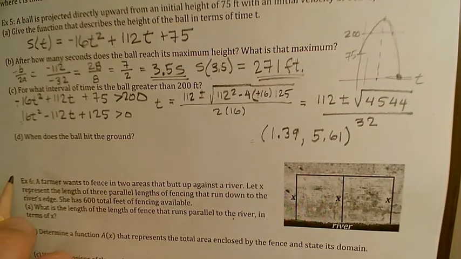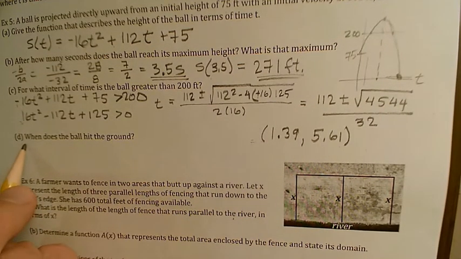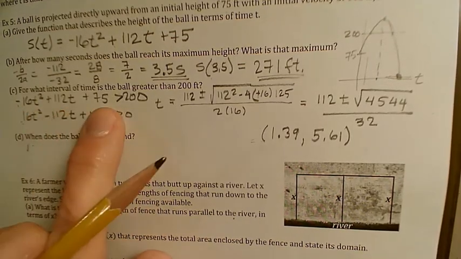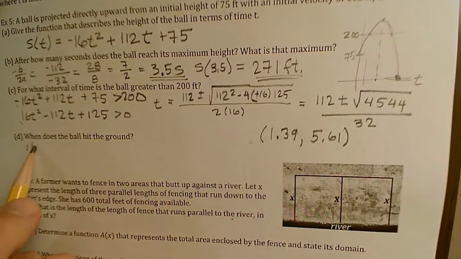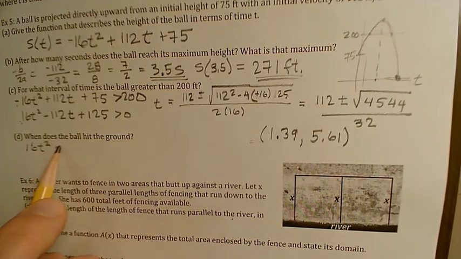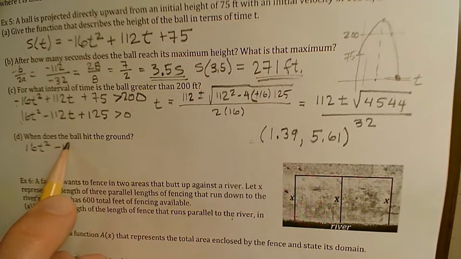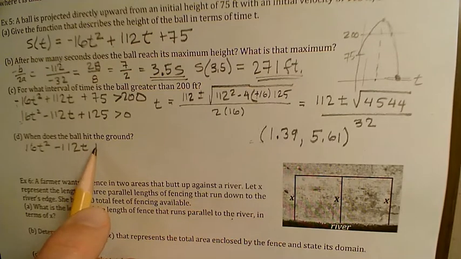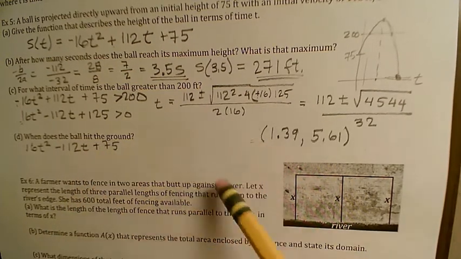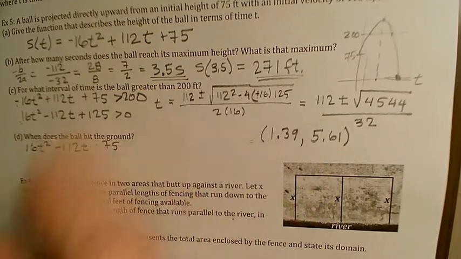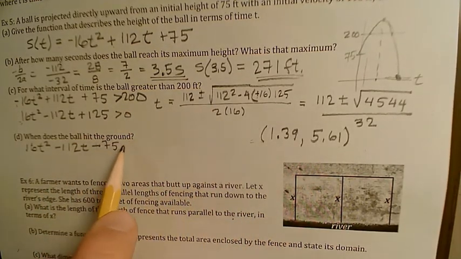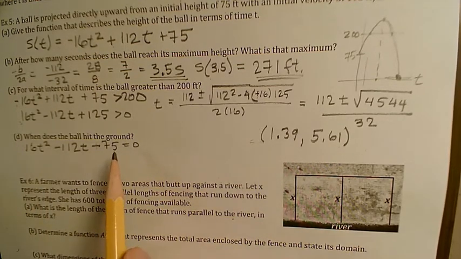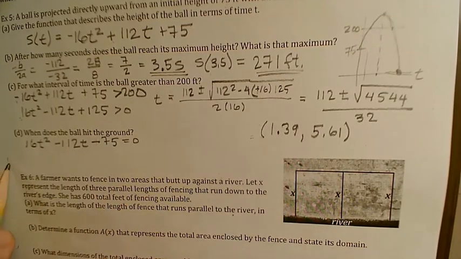So in that case, we can simply set the equation 16. I'm going to use this one up here, but I'm going to go ahead and multiply through by a negative. So 16t squared minus 112t, and then plus 75. No, that should be minus, sorry. Minus 75 is equal to 0. Now, again, that doesn't factor nicely. So as a result, we would have to use the quadratic formula again.